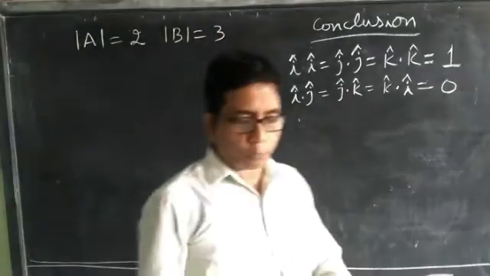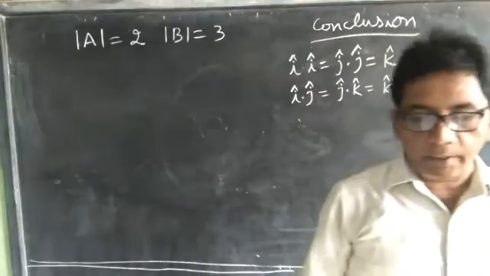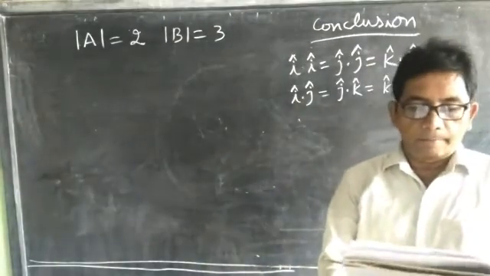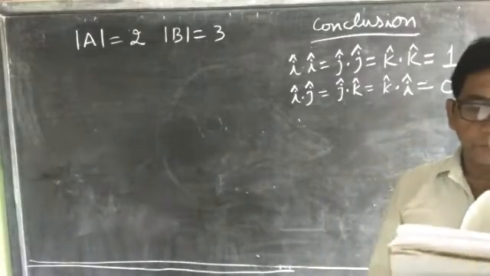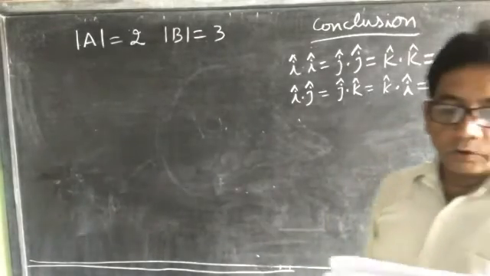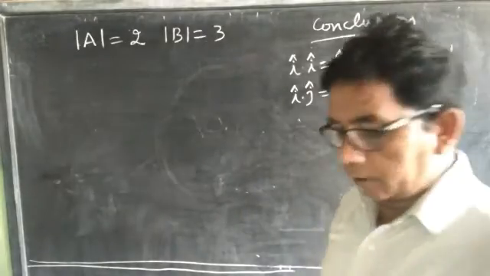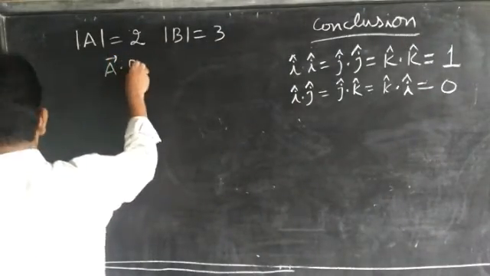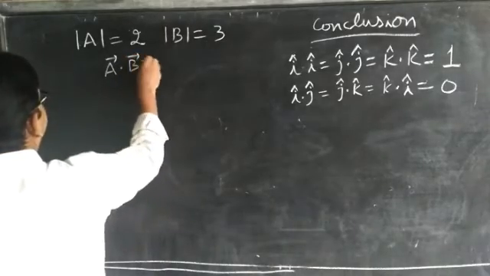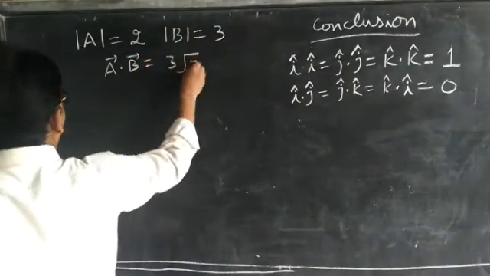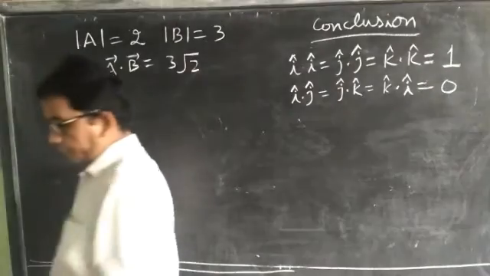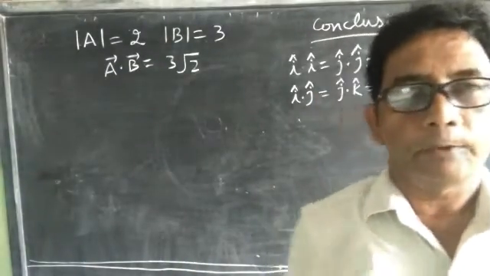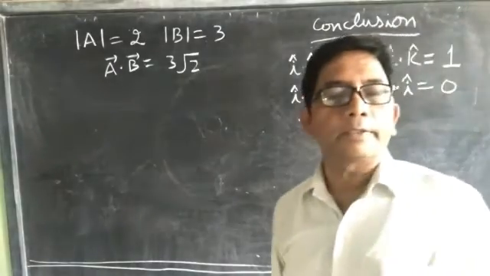and the magnitude of their scalar product, that is vector A dot vector B, is equal to 3 under root 2, then find the angle between them. You have to find the angle between them.